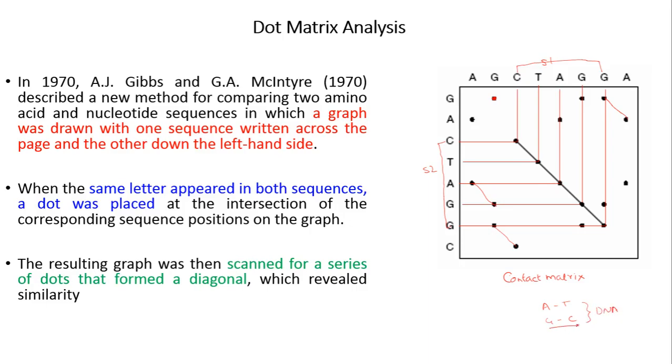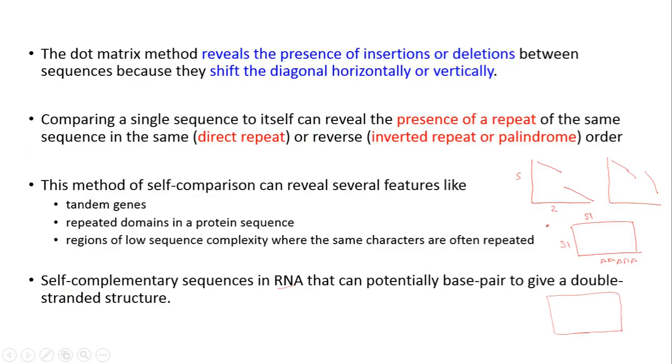So if it is an RNA sequence and you want to figure out how that RNA might fold, then you would find out where the complementary dots are, and wherever you find complementarity, you would place a dot. In this way you would place a dot at this region where there is complementarity between G and C. And if you figure out diagonals in such a way, then you can say that is how the RNA might fold.